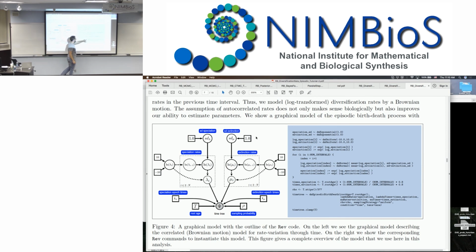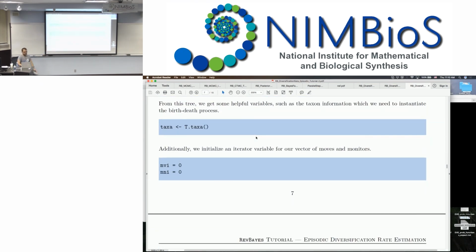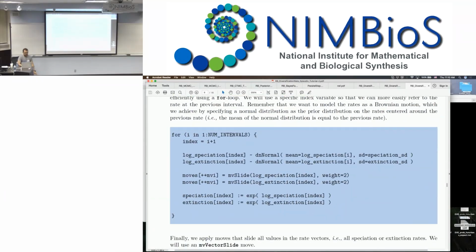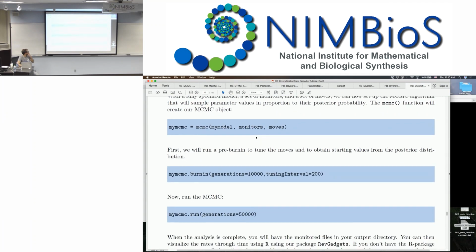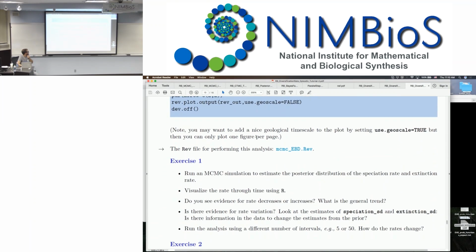And then instead of using the standard birth death prior, use the episodic birth death prior and pass in the speciation rates, the vector, and when those speciation rates change. The same for the extinction rates, and otherwise it's exactly the same. So you have your sampling probability, sampling strategy, the condition, and pass in the taxa that you have, clamp it, and you run the analysis. There's all the explanation to it, but it's basically exactly the same as what you did for that previous tutorial.